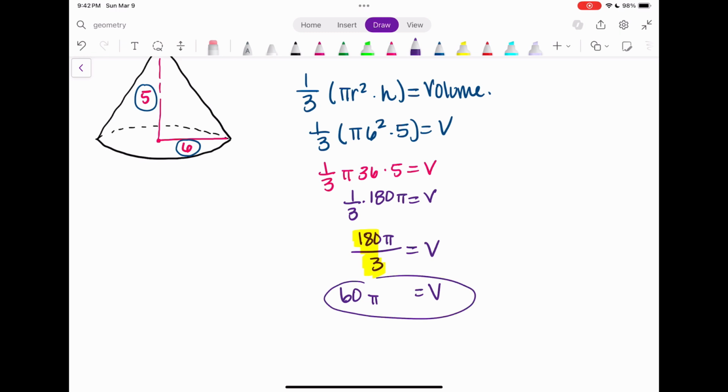But I'm not done here. There's one thing I'm forgetting. So I should have 60 pi units cubed for my volume. Okay.